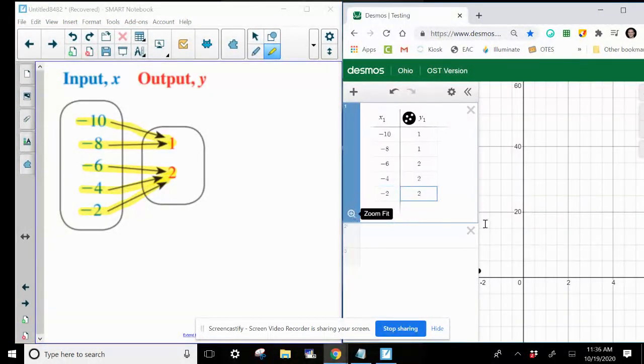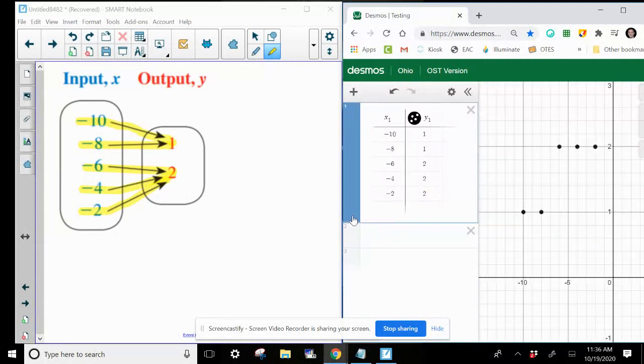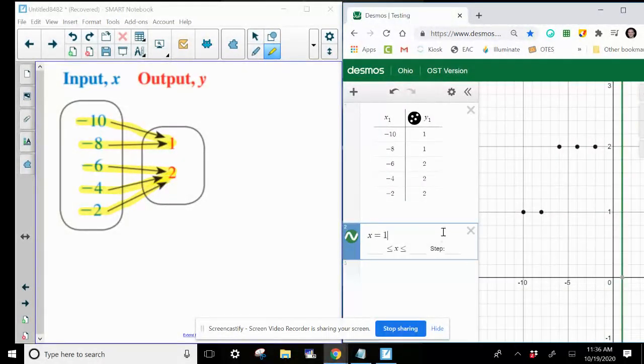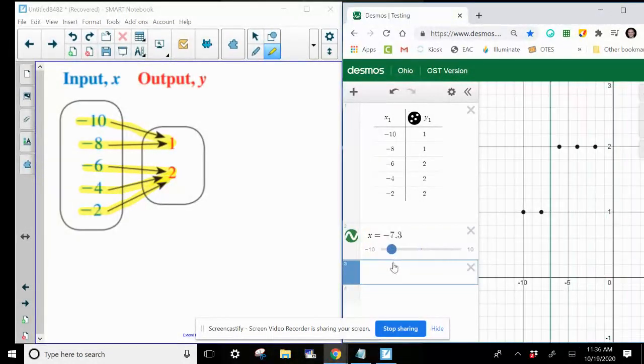All right, and then I don't see all my points. I kind of see one right here, but if I hit my zoom fit, all my points will then pop up on my screen. There's a couple ways that you can do this. You can use a pen or a pencil, or you can also add a line, like for example, x equals 1, like I just did, and that'll give you the ability to slide back and forth to see if our vertical line, for our vertical line test, is touched by more than 1 point at any given time.